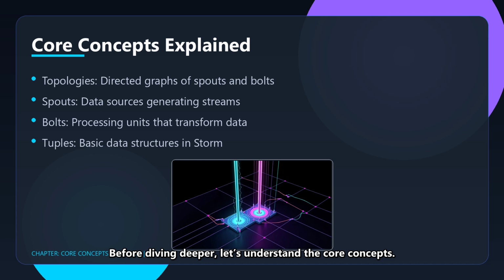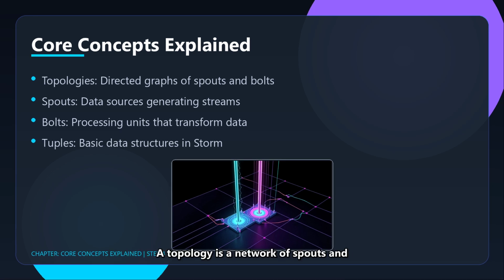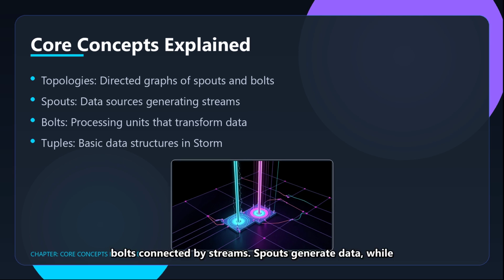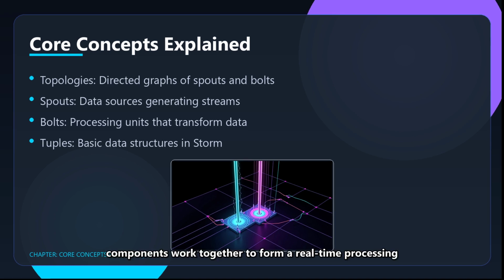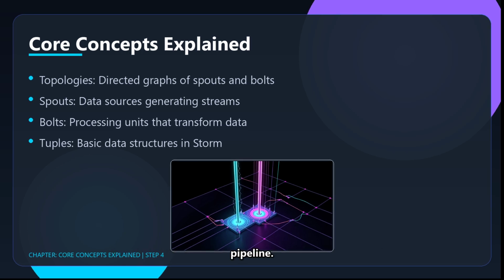Before diving deeper, let's understand the core concepts. A topology is a network of spouts and bolts connected by streams. Spouts generate data, while bolts process it. Everything revolves around tuples, the basic unit of data in Storm. These components work together to form a real-time processing pipeline.